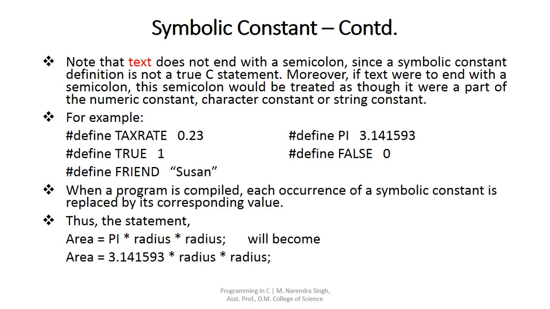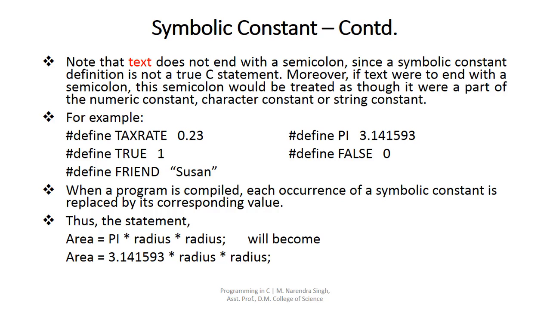When a program is compiled, its occurrence of a symbolic constant is replaced by its corresponding value. So, after writing the program, when we compile the program, wherever a symbolic constant exists, it will all be replaced by the corresponding value it represents.